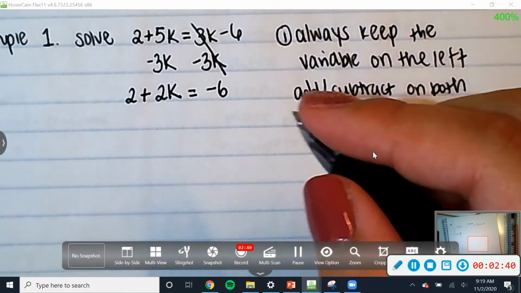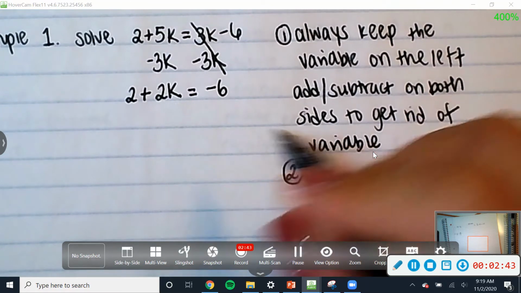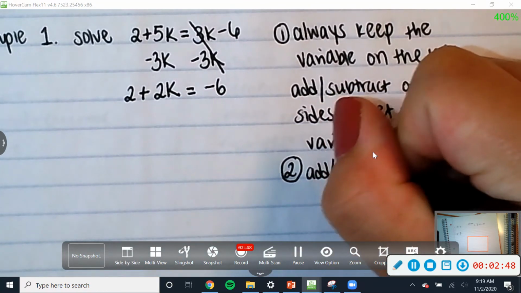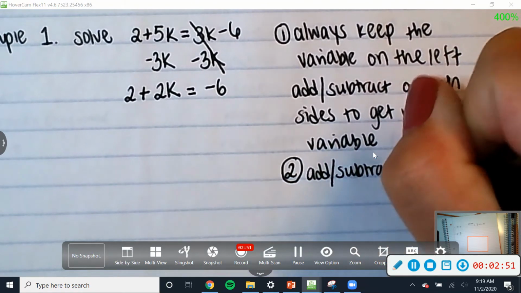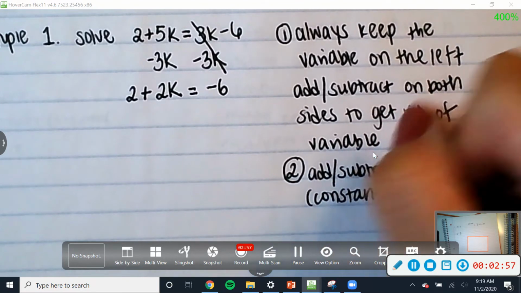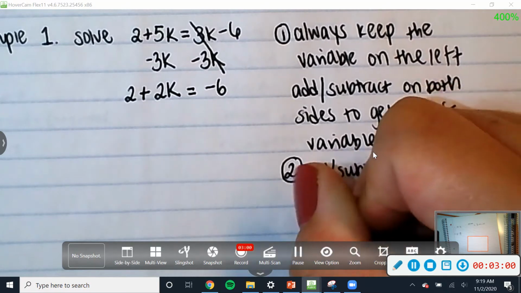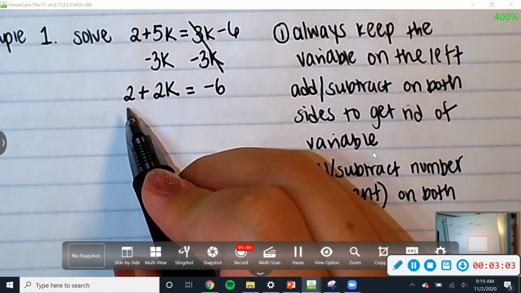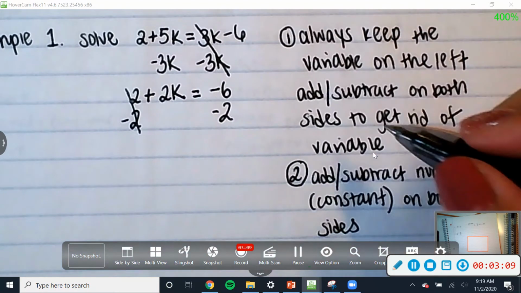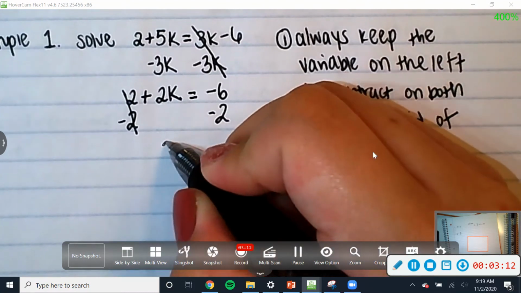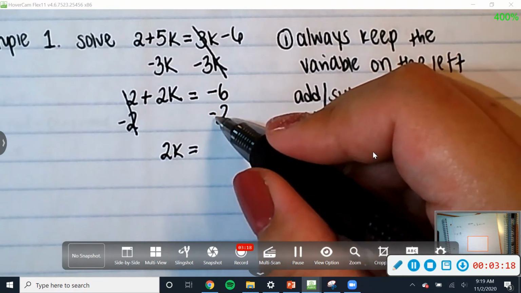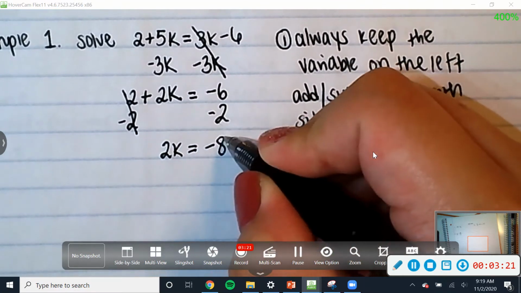Next, when we're solving, we just want to get our variable by itself. So we're always going to add or subtract our number first, our constant, on both sides. So our constant here is 2. So we want to subtract this because it was a positive 2. So I'm going to subtract it on both sides, cancel it out, and I'm just left with 2k equals, and I solve on this side here. So negative 6 minus 2, that should give us negative 8.